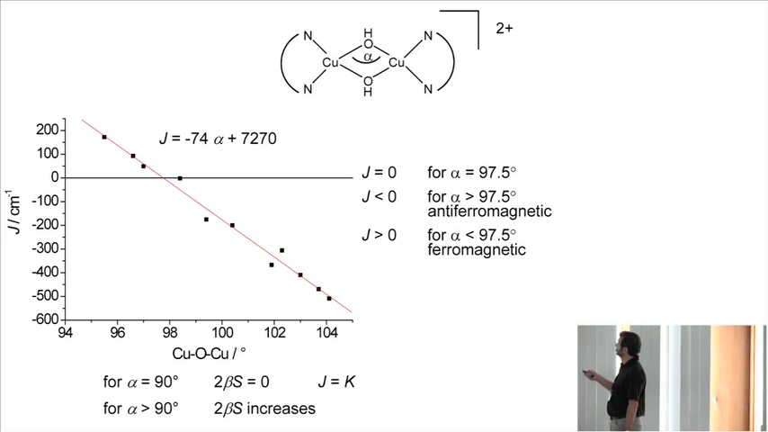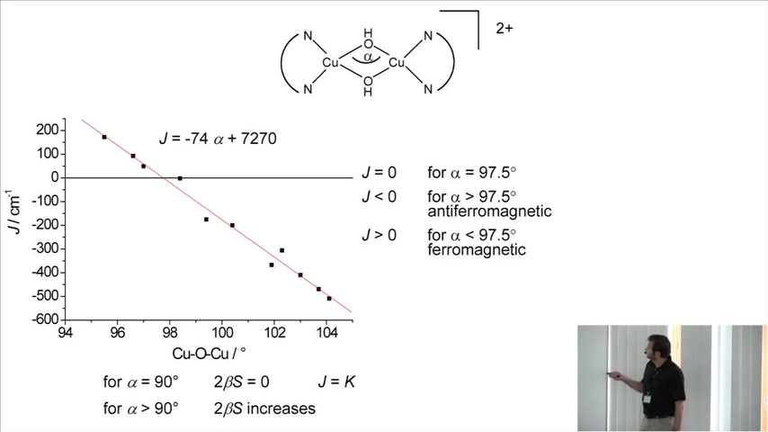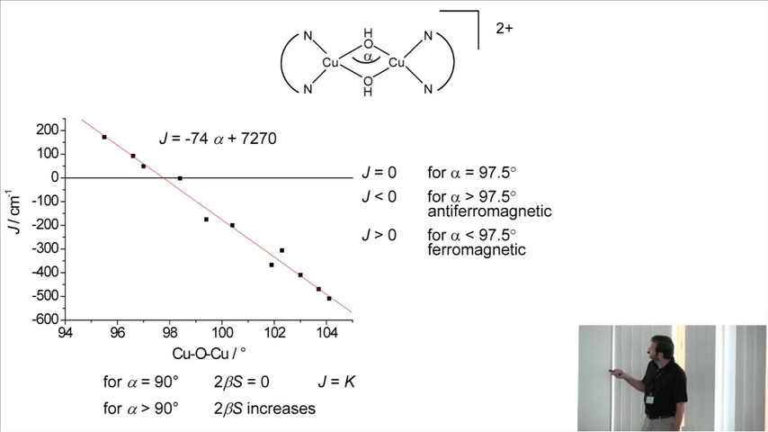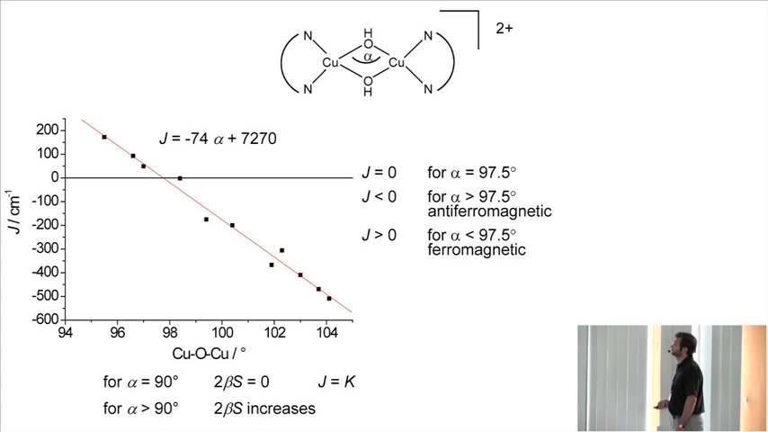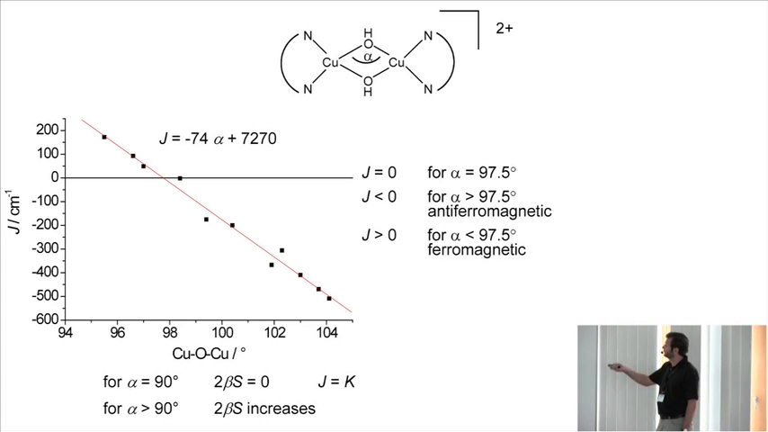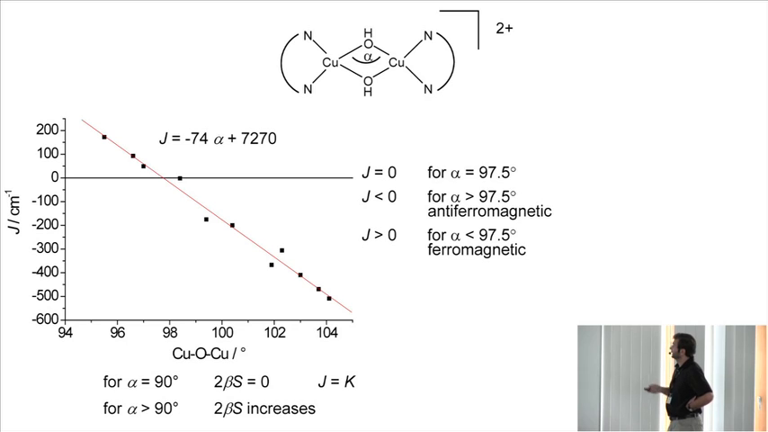And if you have an angle which is around 97.5 degrees, you have a coupling of 0. If you have a larger angle, you have an antiferromagnetic coupling. And if you have a smaller angle, you have a ferromagnetic coupling. This is the fit I have in the red line. How to understand this? Well, we can simply understand this with our Goodenough-Kanamori rules, or with the Kahn theory.